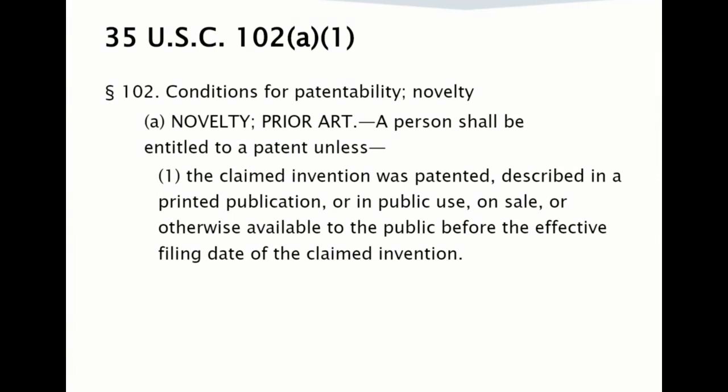102A1 states, "A person shall be entitled to a patent unless the claimed invention was patented, described in a printed publication, or in public use, on sale, or otherwise available to the public before the effective filing date of the claimed invention." What's important about 102A1 prior art is that it must have been available to the public in order to be used in a rejection. 102A1 disclosures may be prior art as of their public accessibility date.